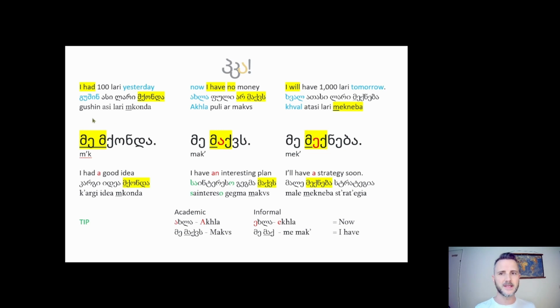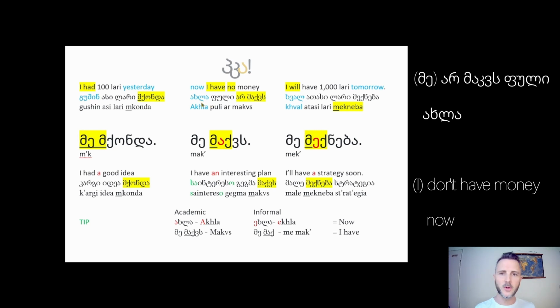And let's look at some examples. Gushin, yesterday. Asilari makonda. Gushin asilari makonda. I had 100 lari yesterday. Now I have no money. Achla puli armax. Armax puli achla.